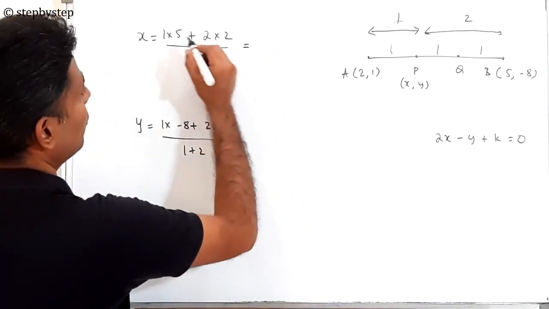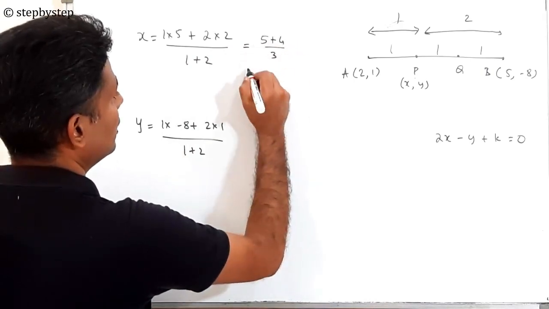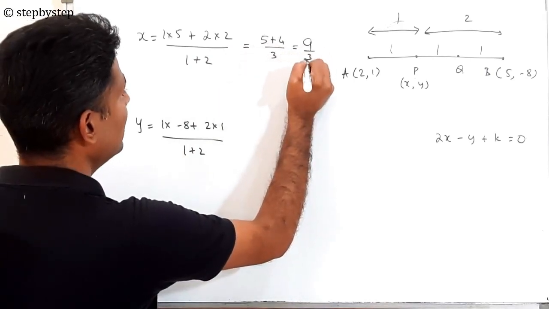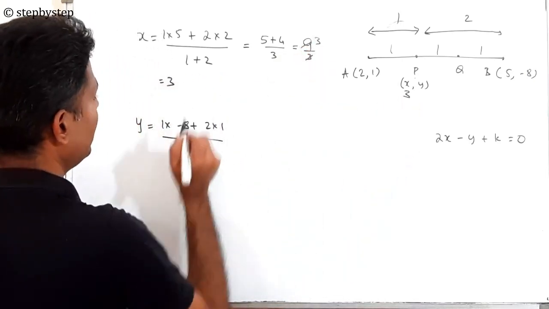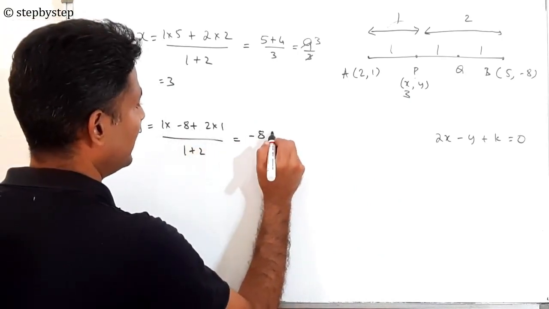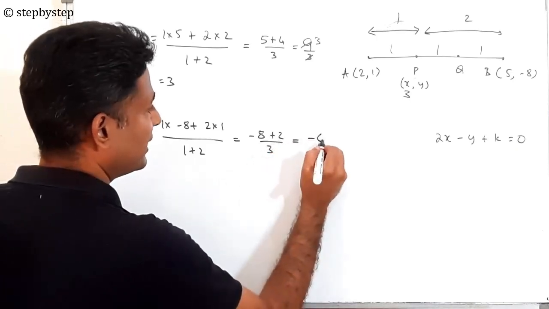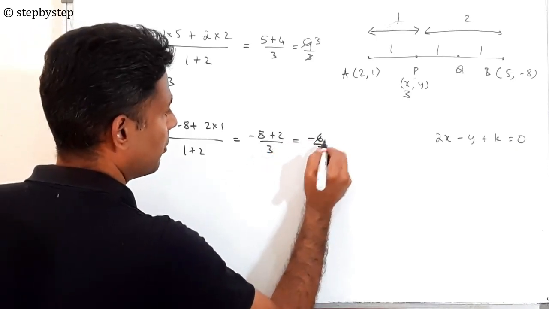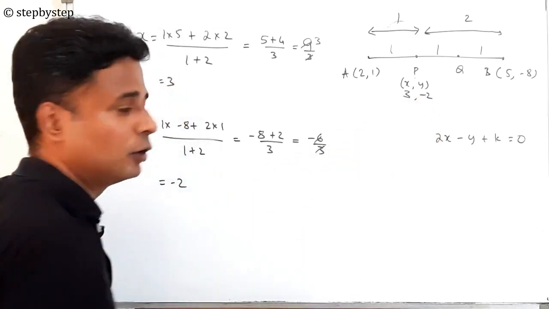So what does this become? 1 into 5, 5 plus 4 by 3. So that is equal to 9 by 3, so 3. So we got the x coordinate as 3, right? Similarly here, what do we get? 1 into minus 8 plus 2 by 3. Minus 8 plus 2 is minus 6 by 3, which is minus 2. So the y coordinate is minus 2.